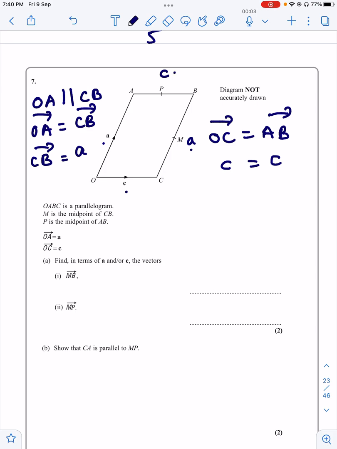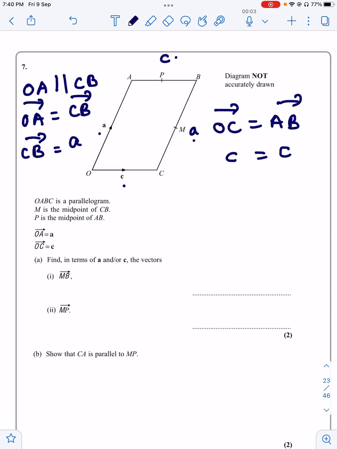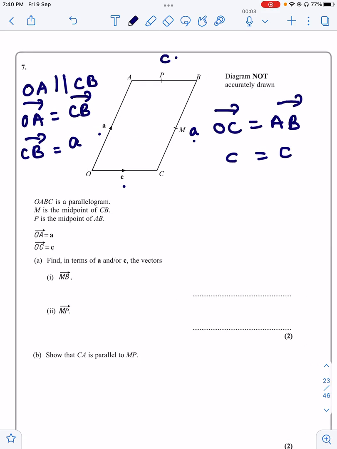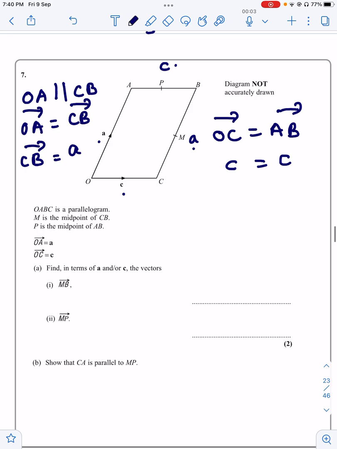Now they are saying find, in terms of A and B, the vector MB. Here they have told us M is the midpoint, so this side and this side are equal. They have also mentioned P is the midpoint, so this side and this side are also equal.